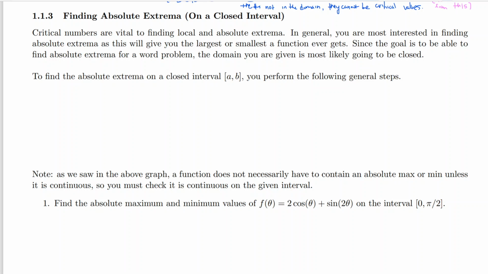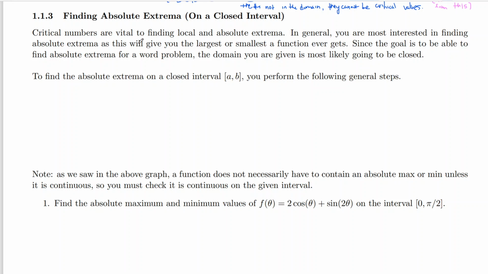Welcome back, everyone. In this video, I will be finishing the section on maximum and minimum values. Now, our main focus in this section was to build up to finding those absolute extrema, meaning the absolute maximum and absolute minimum of a function on some closed interval.